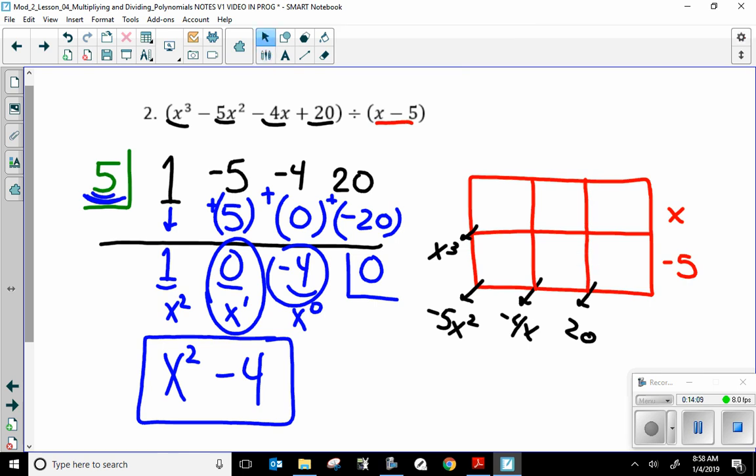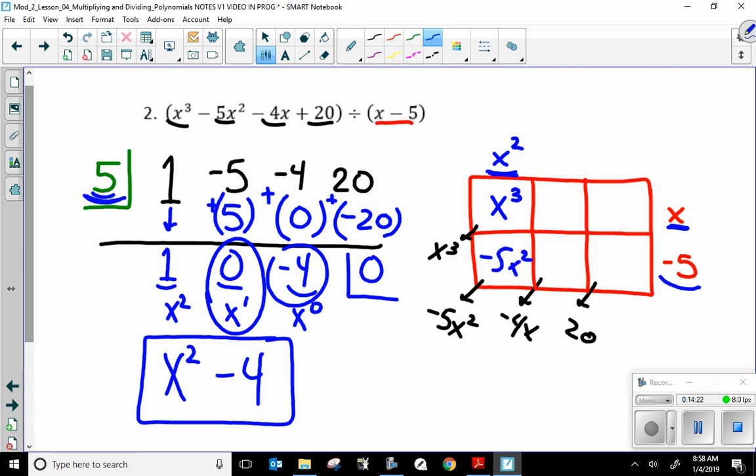All right, so let's do this. This has to be x cubed. What do I multiply x cubed by to get x? X squared. Negative 5 times x squared is negative 5x squared. So what do I combine with negative 5x squared to keep it? Negative 5x squared is 0. 0 plus negative 5x squared is negative 5x squared.